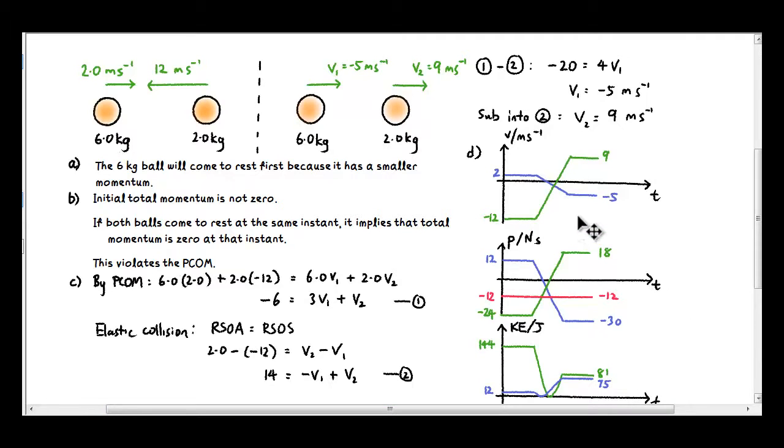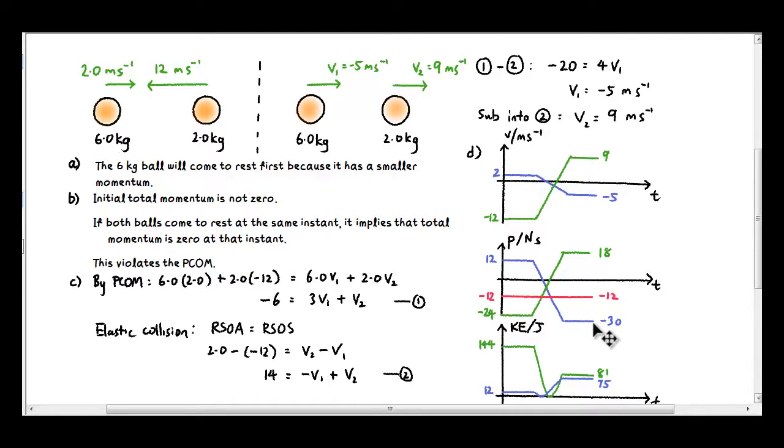Let's move on to part D. So this is the velocity time graph for the two balls. You should be able to tell very quickly that the steeper line here, the green line, belongs to the 2 kg ball. This is because during the collision, the two balls experience the same force, the same magnitude of force. So the lighter ball will experience a larger acceleration, which shows up as a steeper line in the velocity time graph.